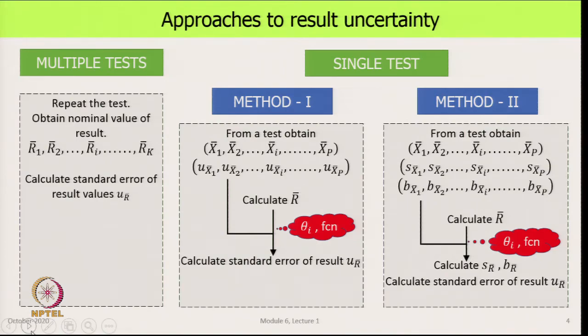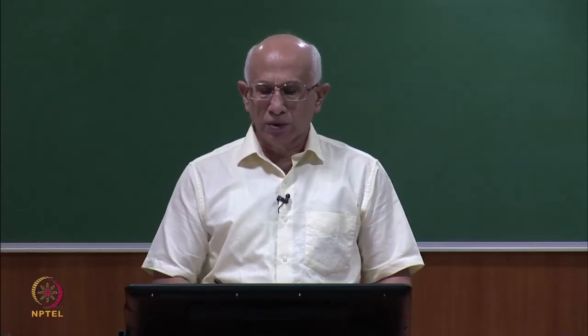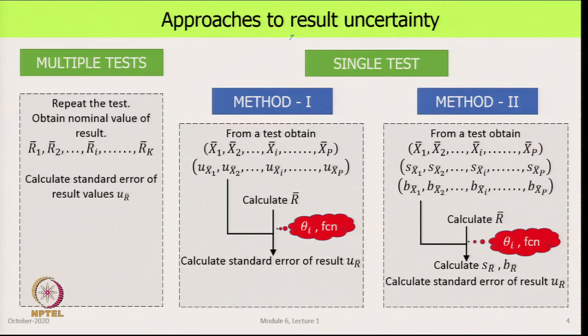So, now we are ready to look at the approaches by which we can get the result uncertainty. We just got the mean value of the result. Now, the question is, how do I calculate the uncertainty of the result? And for that, we have two broad types of tests. Either we could go this way, which is the multiple tests method, or this way, which is a single test method.